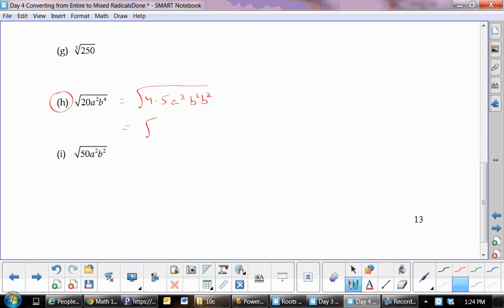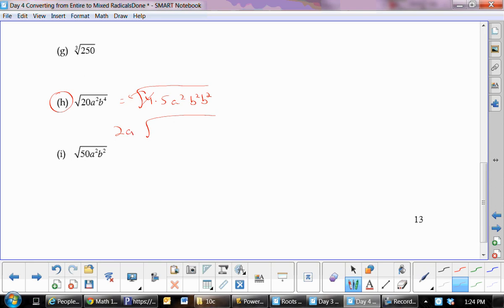What happens with the 4? It comes out to become a 2. It's gone. What does a squared come out? If you take the square root of a squared, what do you get? See, now you know why I'm going to put them in 2's.